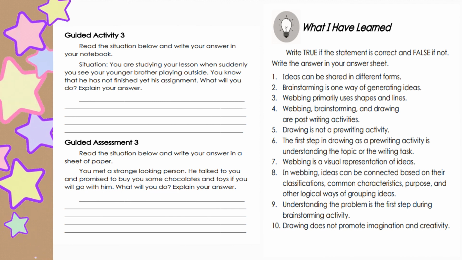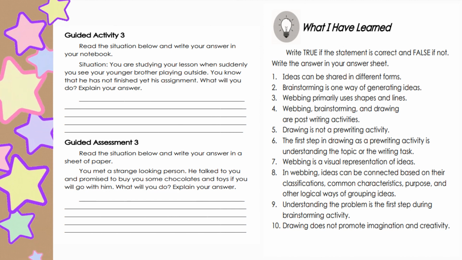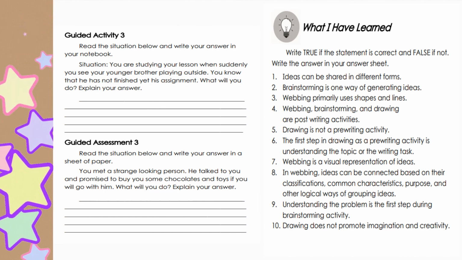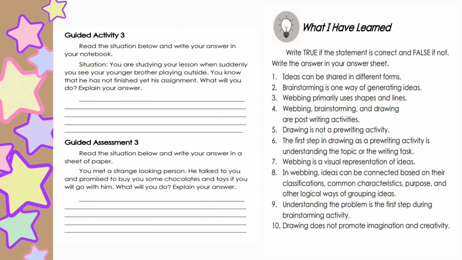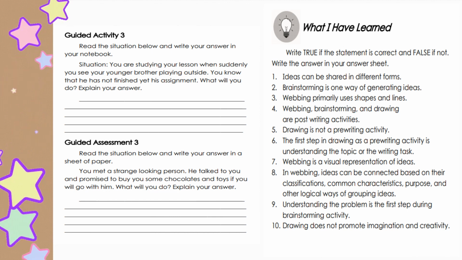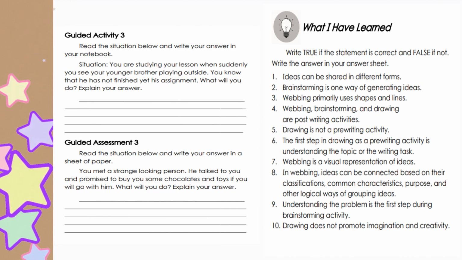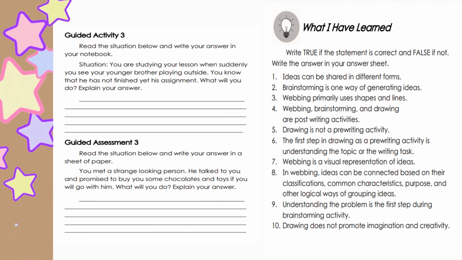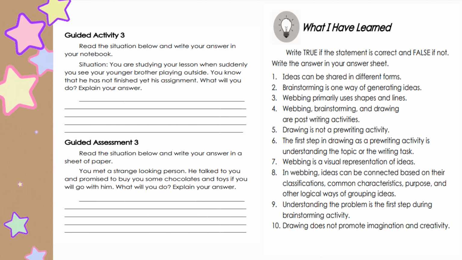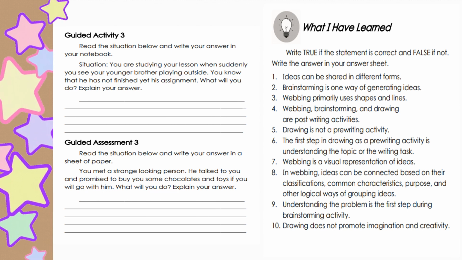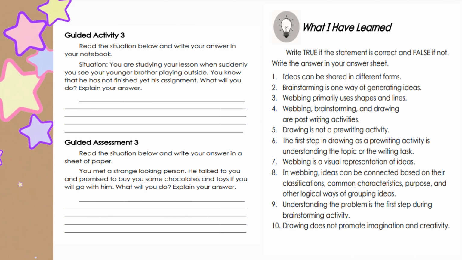Number 6, the first step in drawing as a pre-writing activity is understanding the topic or the writing task. Number 7, webbing is a visual representation of ideas. Number 8, in webbing, ideas can be connected based on their classifications, common characteristics, purpose, and other logical ways of grouping ideas. Number 9, understanding the problem is the first step during brainstorming activity. And number 10, drawing does not promote imagination and creativity.